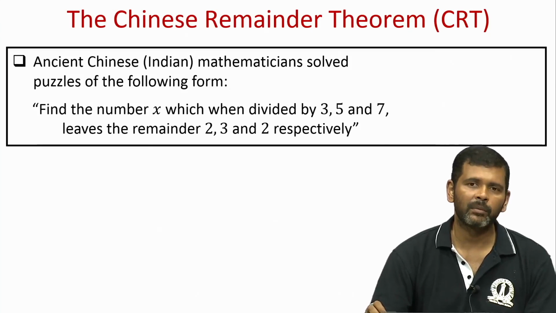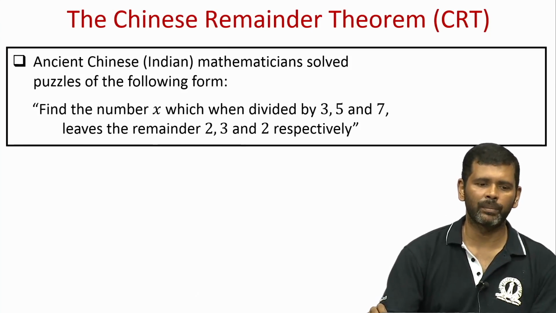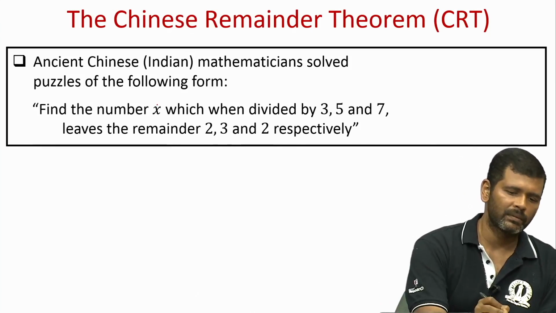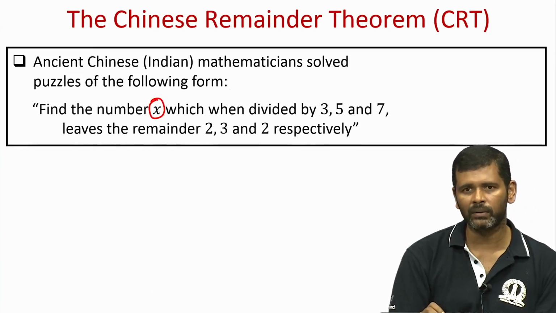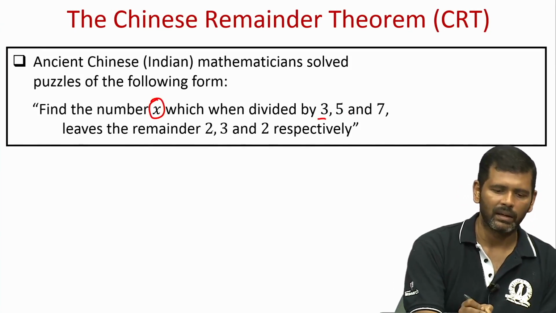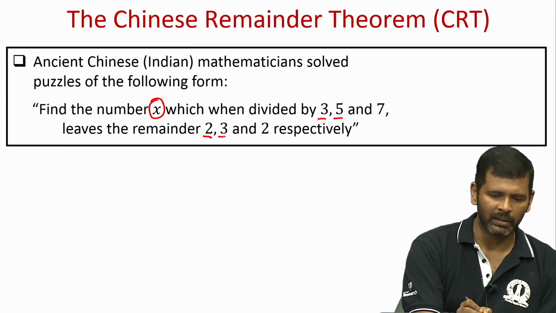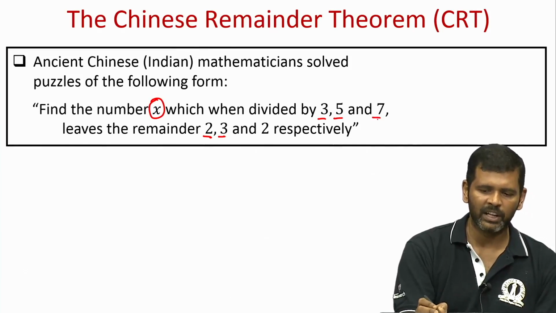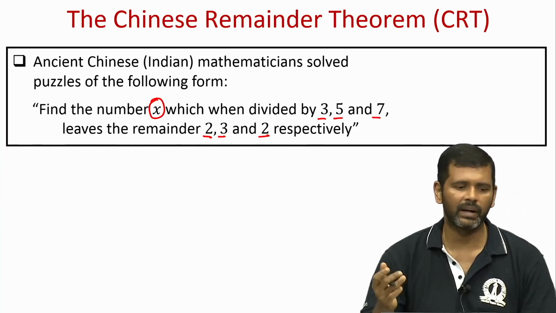So, what exactly do we mean by a system of linear congruences? Very often you come across a puzzle of the following form. You have an unknown number x which is not given to you, but it is given that when it is divided by 3, it gives remainder 2, when divided by 5, it gives remainder 3, and when divided by 7, it gives remainder 2. Under this condition, find the value of x.